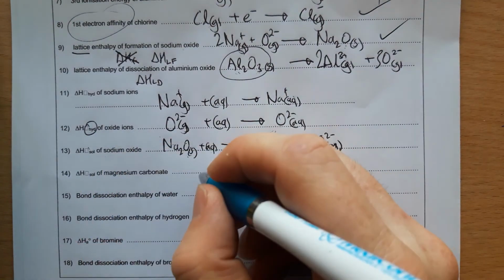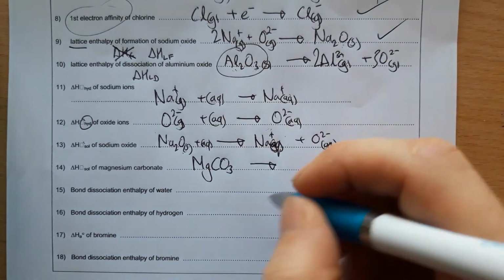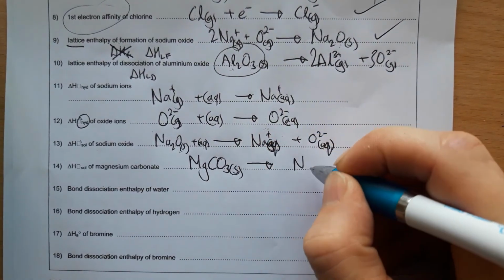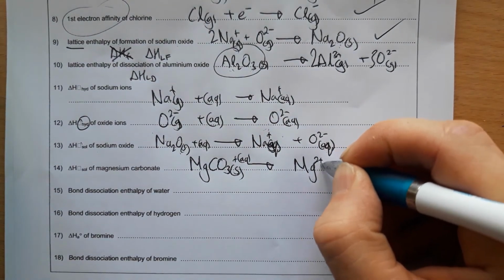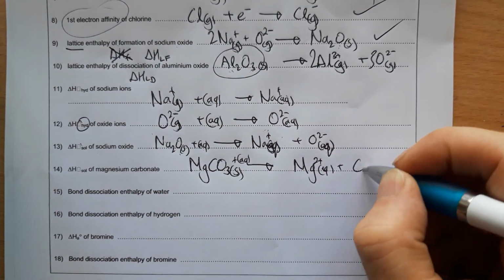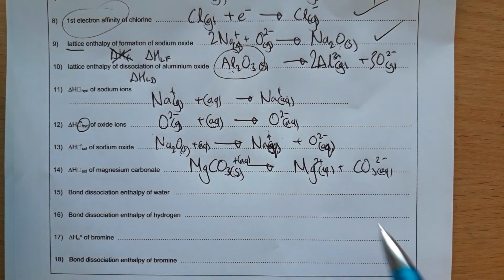Solution of magnesium carbonate. Magnesium carbonate, MgCO3, solid, plus AQ becomes Mg2 plus AQ plus CO3 2 minus AQ, the constituent aqueous ions.